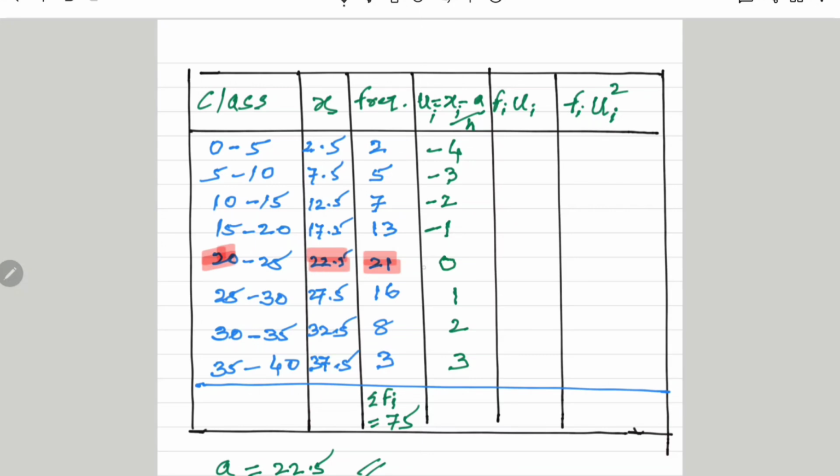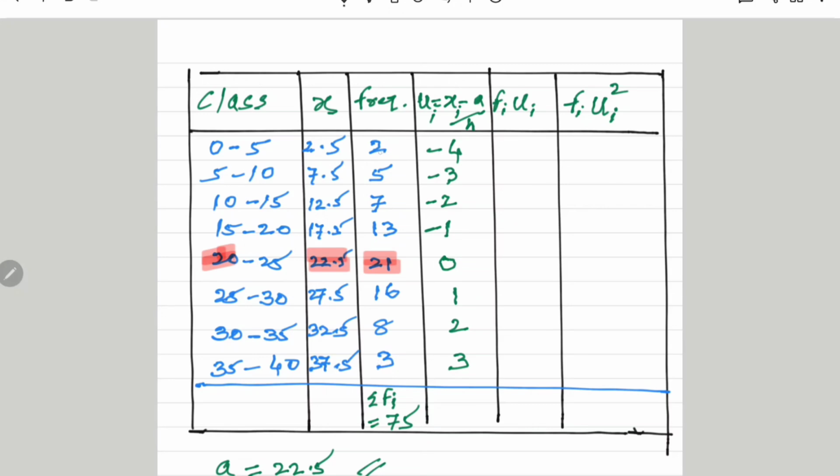Therefore, for this class, the value comes as 0, as 22.5 minus 22.5 divided by 5, we get 0. On the upper side of this, we write down -1, -2, -3, -4. And on the lower side of that 0, we write down 1, 2, 3. Or we can perform the calculation and we get the same. Then take the sum of the frequencies.